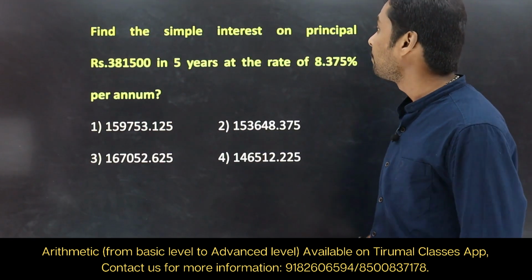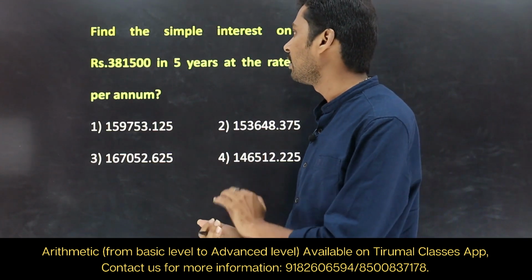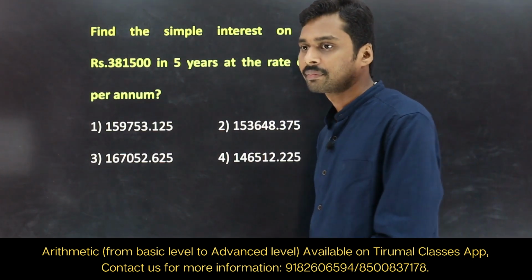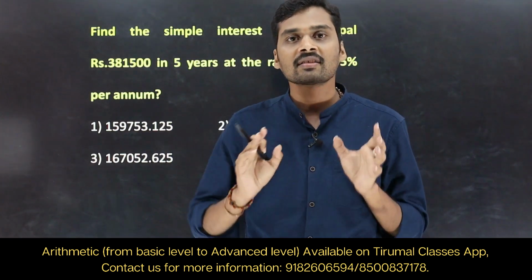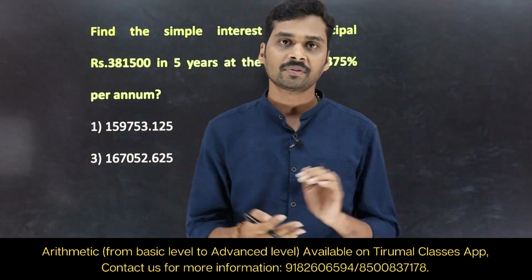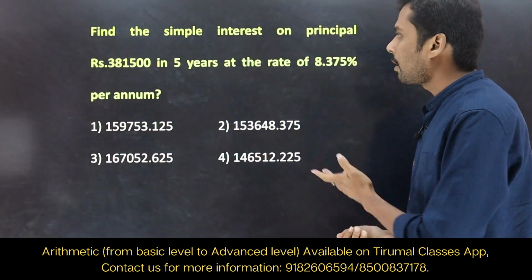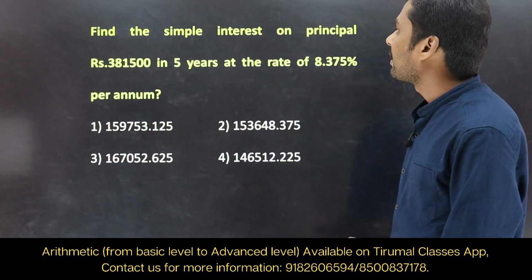Next problem. Find the simple interest on principal 3,81,500 in 5 years at the rate of 8.375% per annum. I mentioned it a couple of times that we can apply DS concept for any concept. Okay. So now if you look at this problem, this is a problem related to the simple interest problem. Okay. So find the simple interest.